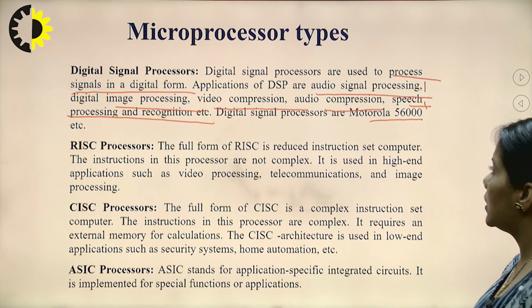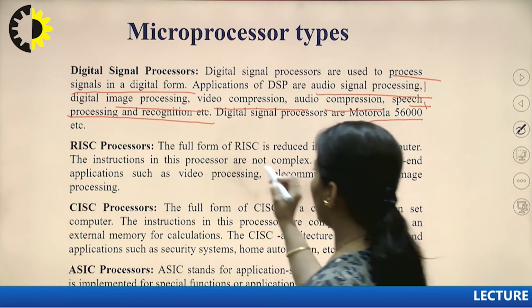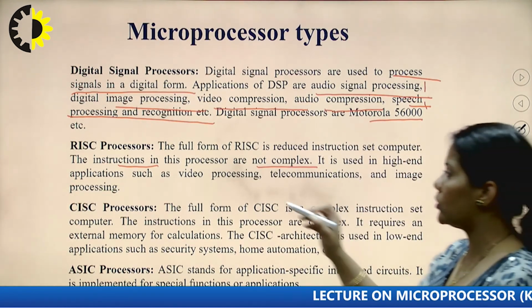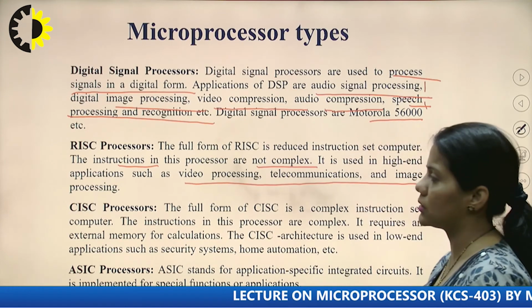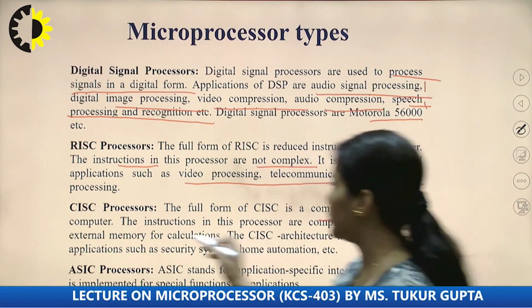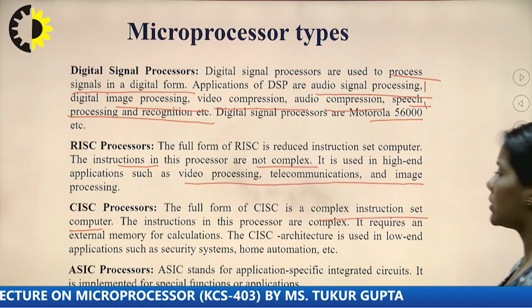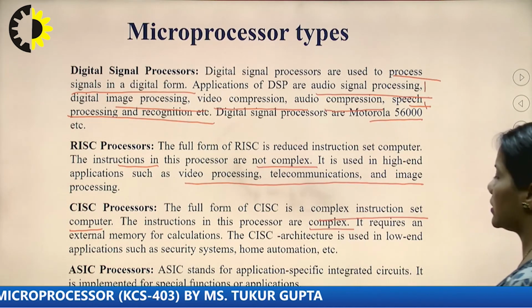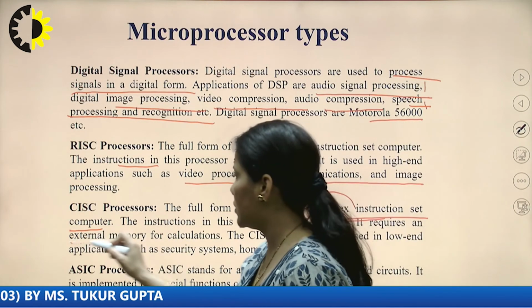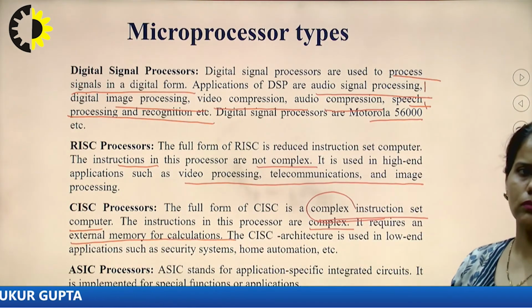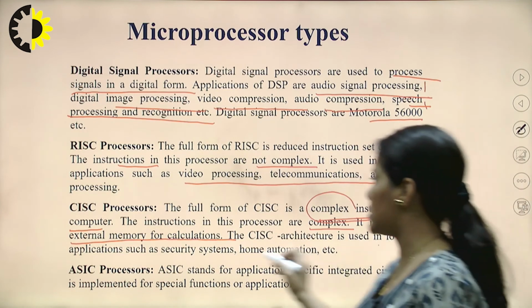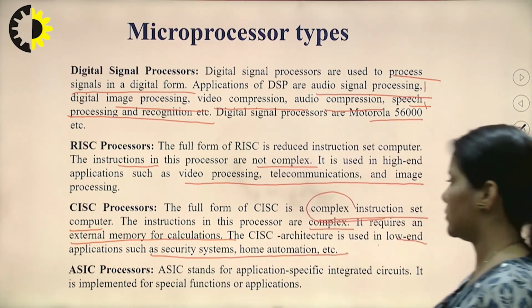RISC processor is a reduced instruction set computer. In this, the instructions are not complex. It is used in high-end applications such as video processing, telecommunications and image processing. When we talk about CISC processors, the full form is complex instruction set computer, as I have already discussed, and the instructions in this processor are complex, hence the name complex instruction set. It requires an external memory for calculations. So the memory load and unload operations are done in this category. CISC architecture is used in low-end applications such as security systems and home automation.